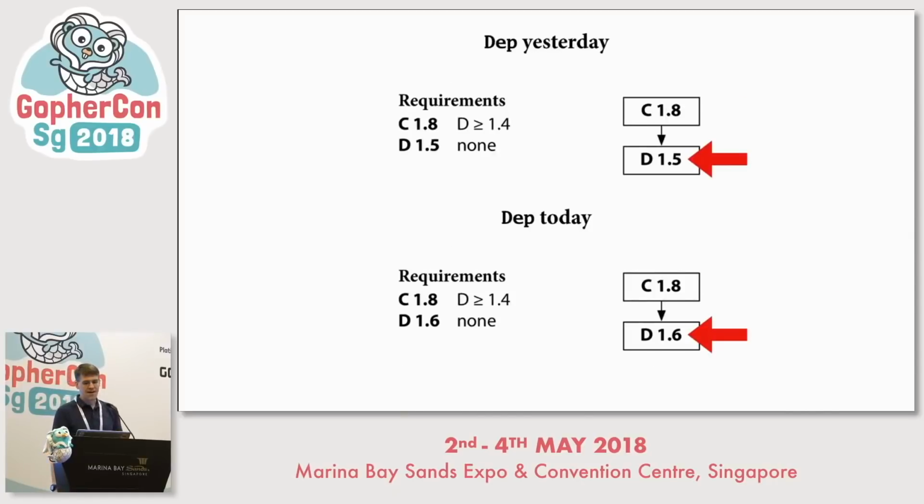DEP asks every package to include a metadata file called a manifest, which lists requirements for dependency versions. When dep downloads C, it reads C's manifest and learns that C needs D1.4 or later. And then dep downloads the newest version of D satisfying that constraint. Yesterday, that meant D1.5. Today, that means D1.6. The decision is time dependent. It changes from day to day. The build is not repeatable.